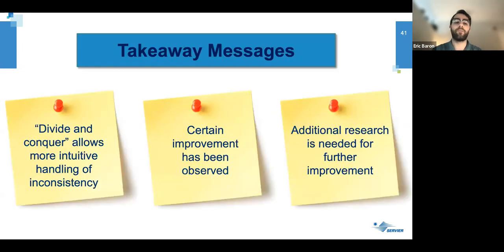So the big takeaway messages are, one, divide and conquer allows more intuitive handling of inconsistency of data and allows more broad types of external data to be borrowed. Two, certain improvement has been observed, such as bias in the hierarchical approach and how much data we can actually borrow. And three, additional research is needed for further improvement, especially with the underestimation of the variance of the combined parameter of interest.